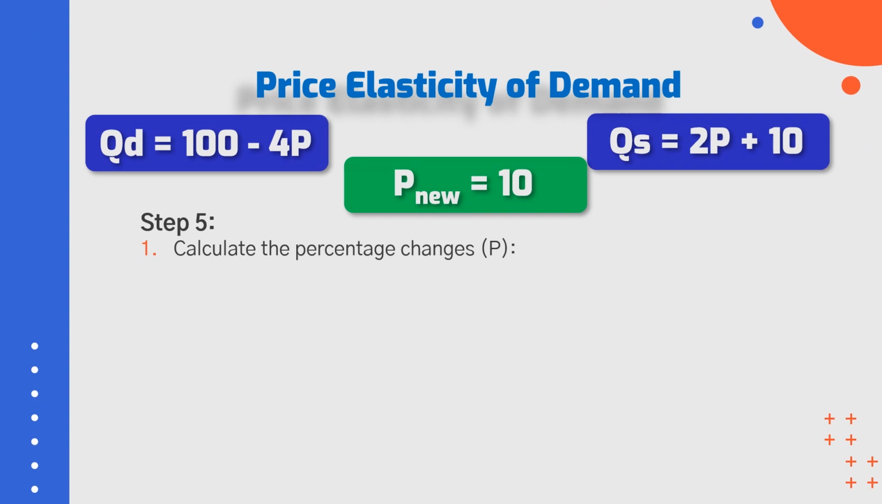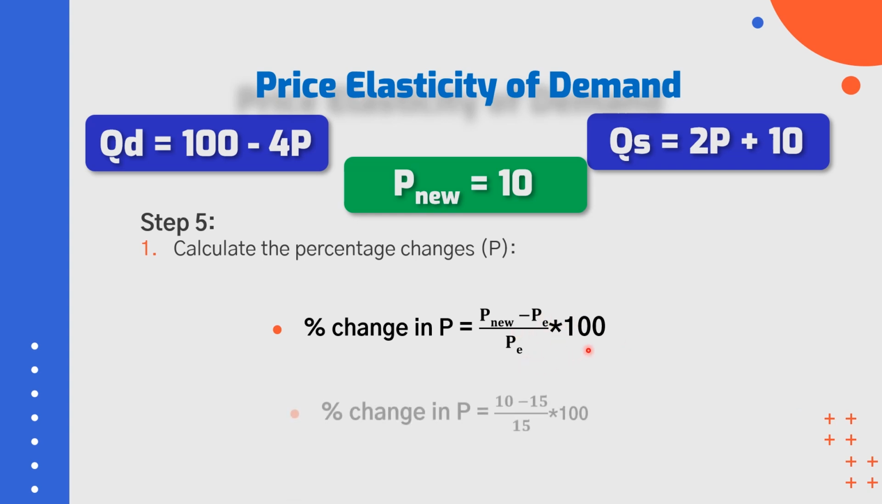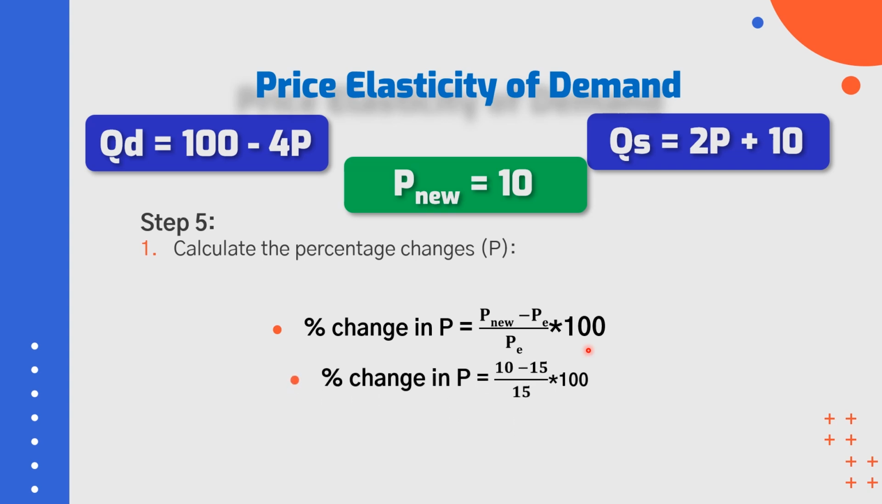try to calculate the percentage change in the price. P new $10 minus the initial price, in this case the equilibrium price, divided by the equilibrium price gives us 10 minus 15 divided by 15 multiplied by 100, which gives us minus 5 divided by 15 multiplied by 100, which is minus 33.33%. In this case, we receive the negative value because the price has decreased, and that's why there is a minus sign right here.